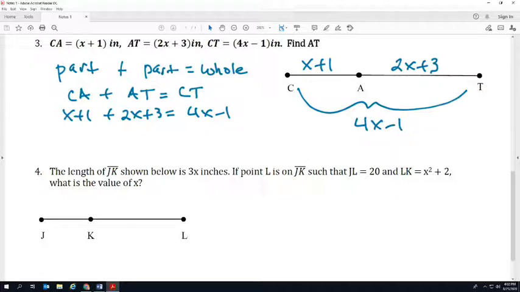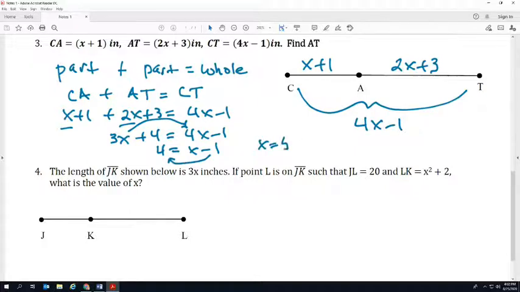Now I'm just going to solve it. So combine these x's to simplify things before we start moving things around. That gives me 3x, and then 1 plus 3 is 4. Now that I have it simplified on the left and the right, I can start moving things. I'm going to move this 3x over here by subtracting it. That gives me 4 equals x minus 1. Then I'm going to move this 1 over here, so I get x equals 5.